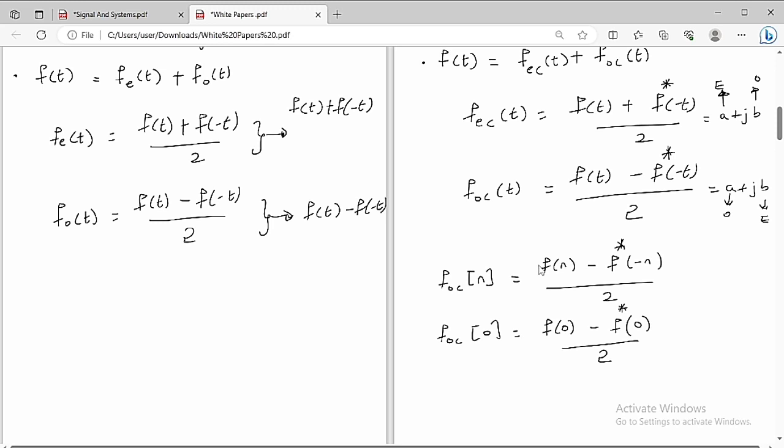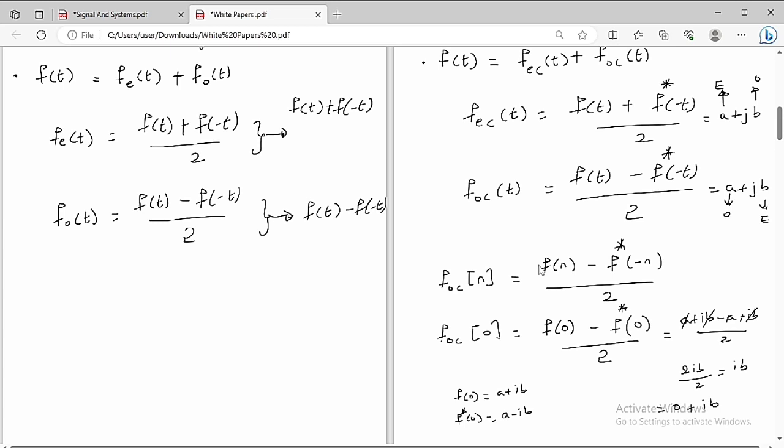Suppose, assume like this, f of 0 is a plus ib. Then what is f conjugate of 0? It is nothing but a minus ib. So do the subtraction of these two: a plus ib minus a minus ib, divided by 2. The a minus a cancels, and we are going to get 2ib by 2, which is equal to ib. Then what we can say? That it is purely imaginary. So the real part is 0, so 0 plus ib. Therefore we can say the sample at n equal to 0 is purely imaginary.